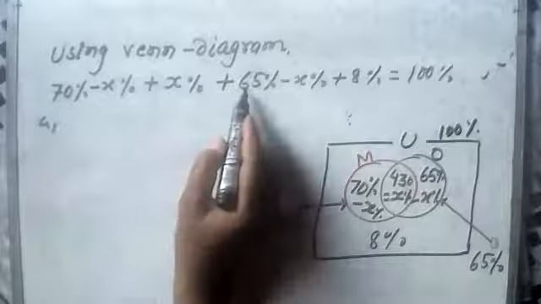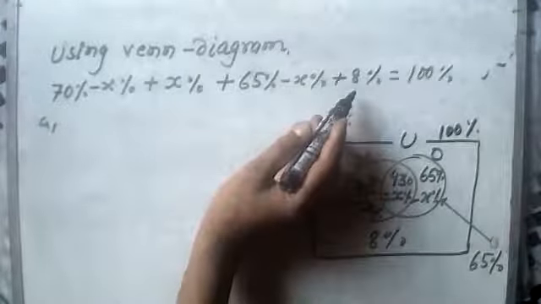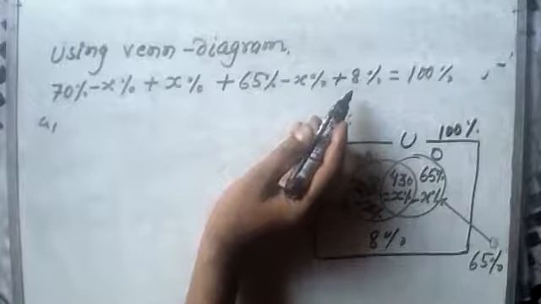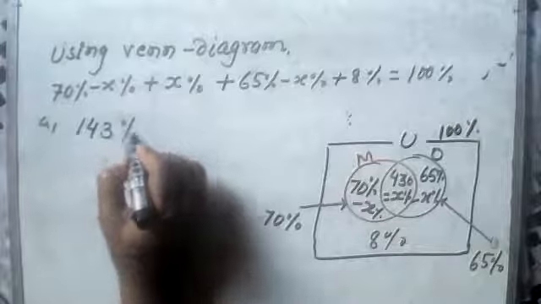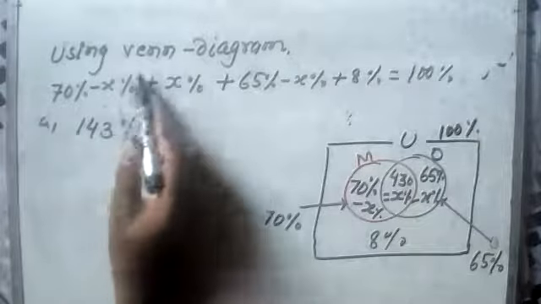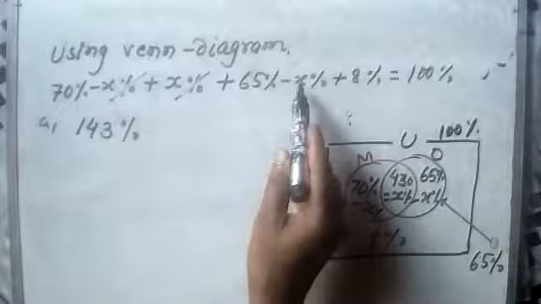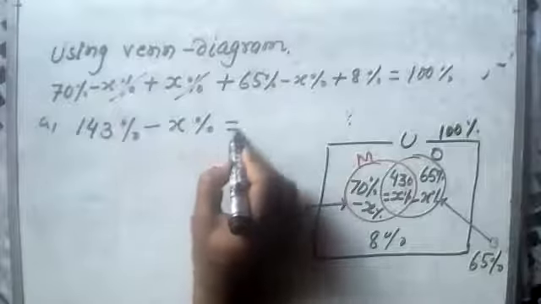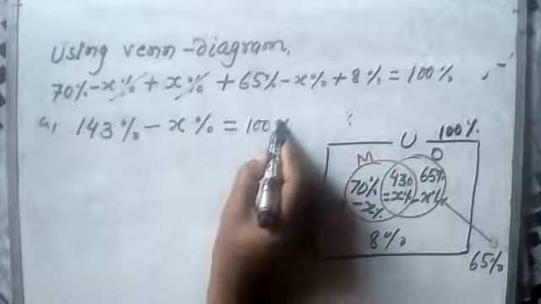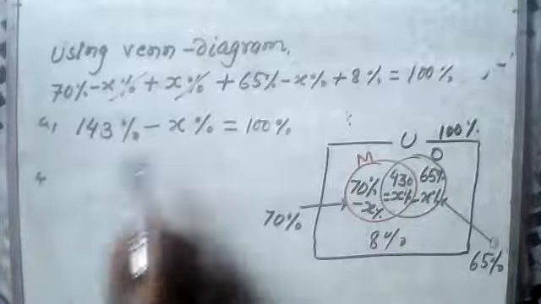70 and 65 is 135, and 135 plus 8 is 143. This is 143%. Now go for the X, the like terms: minus X and plus X will be cancelled. This remains there, minus X percent is equal to 100%.